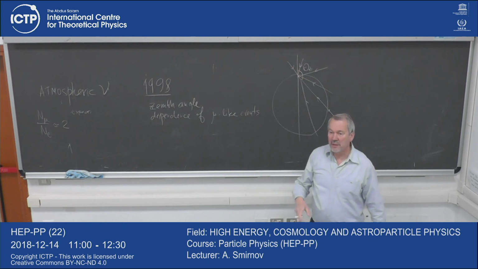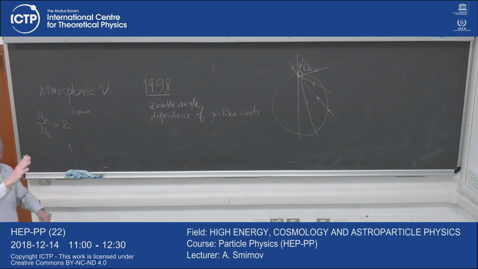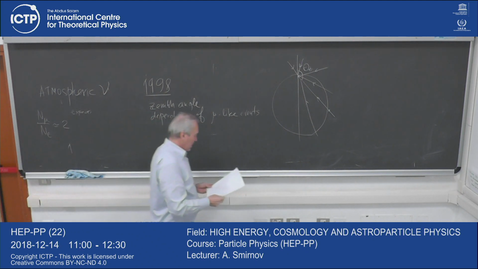And in Super-Kamiokande, they can establish the direction of this mu-like event. It's just the way your ring is distorted, how you can find the direction.